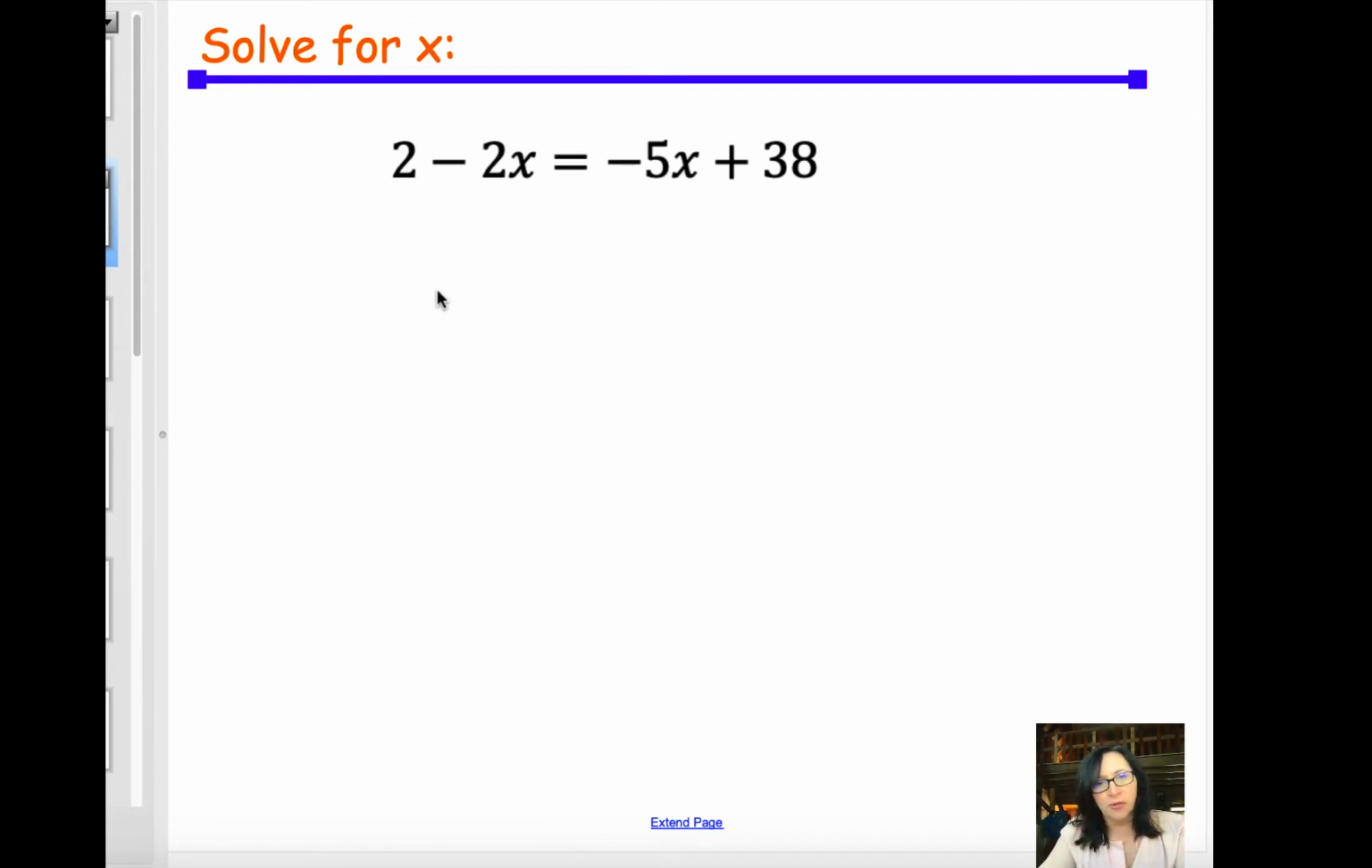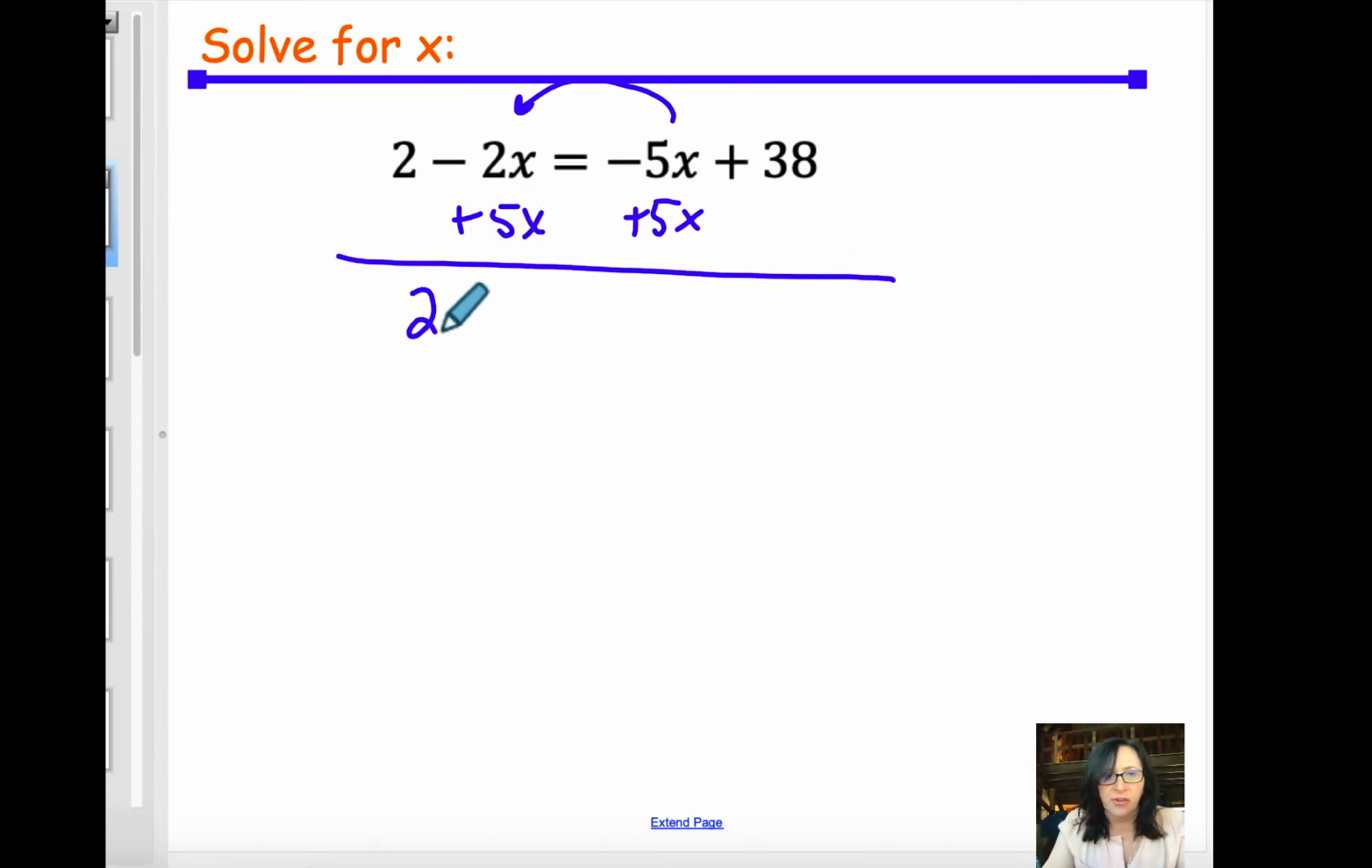Remember, when you're solving for x, you want to isolate the variable on one side. I prefer to use the left side, so throughout today I'm going to try to move my variables over to the other side. First step is to move this 5x over to the other side. By doing that, I'm going to add 5x to both sides. And then I'm going to get 2 plus 3x, these are going to cancel out, is equal to 38.